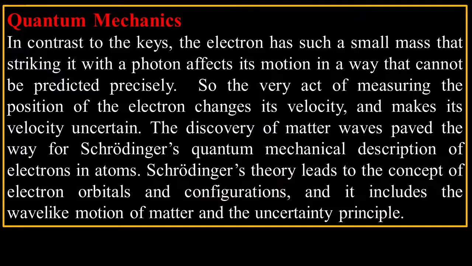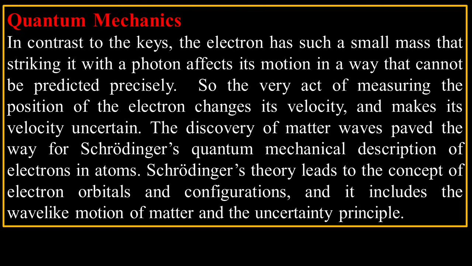So it's a little bit dicey. In contrast to the keys, the electron has such a small mass that striking it with a photon affects its motion in a way that cannot be predicted precisely. So the very act of measuring the position of an electron changes its velocity and makes its velocity uncertain.